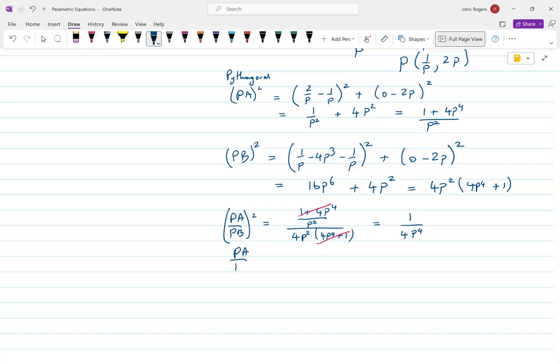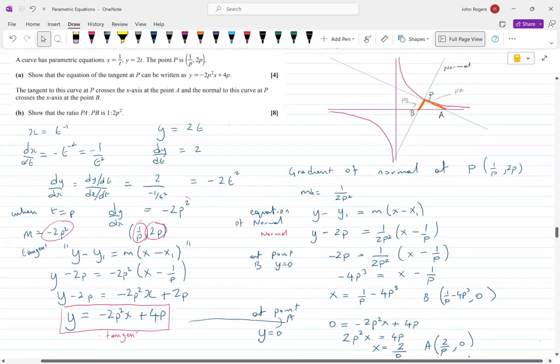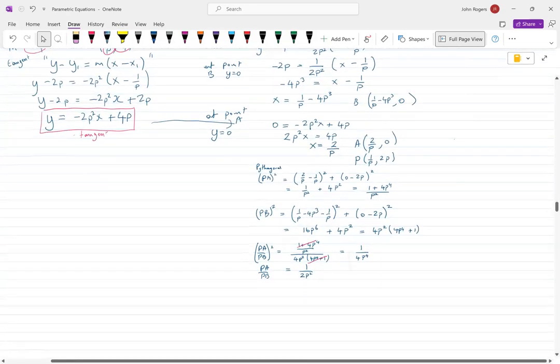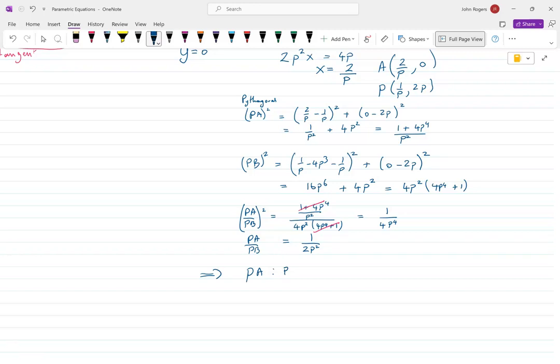PA over PB is therefore equal to, I wish I put the fraction the other way around now, but it doesn't really matter, 1 over 2p squared, which is, we've already shown the thing. So that means that PA to PB, we can see the ratios there. So PA to PB, the ratio is 1 to 2p squared as required.